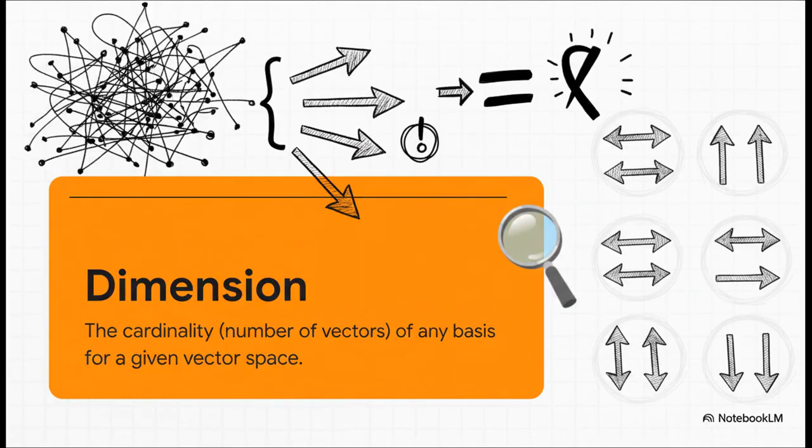The dimension, then, is simply the number of vectors you have in your basis. And here's the kicker. A really fundamental theorem in linear algebra tells us that even though a space can have lots of different bases, every single one of them will have the exact same number of vectors. This gives us one single, unique number that perfectly captures the size of the space.